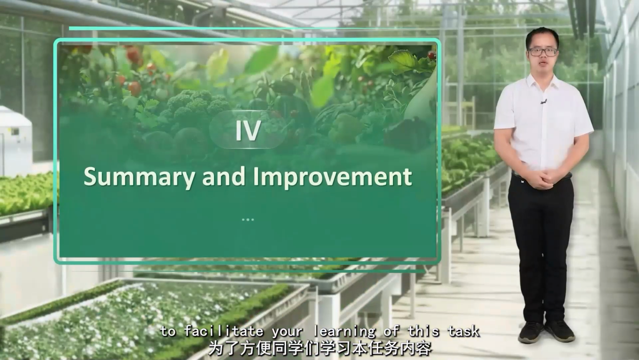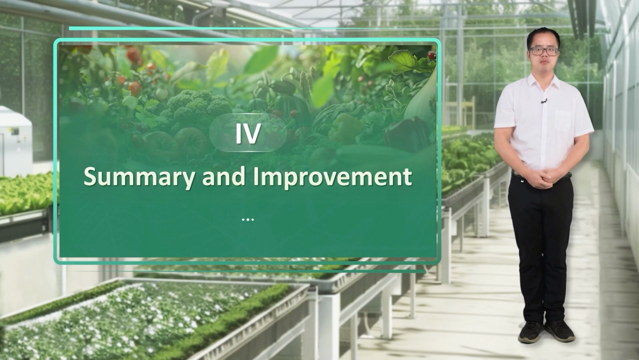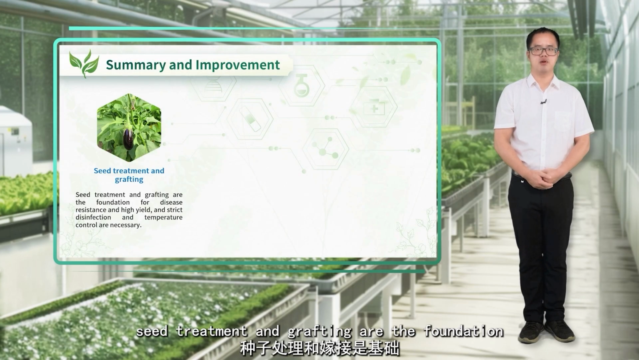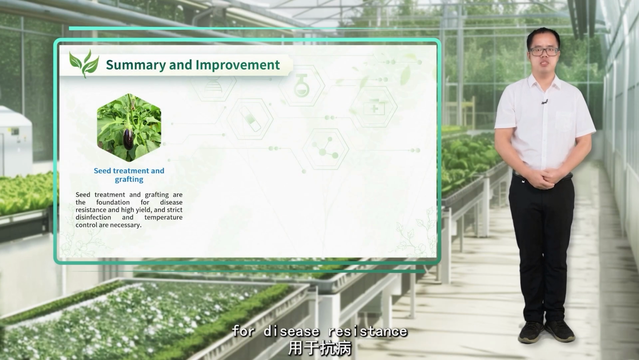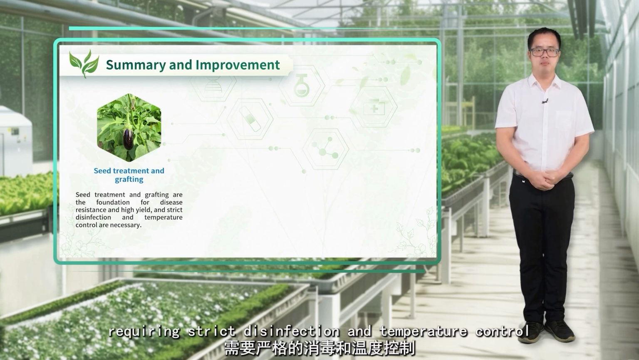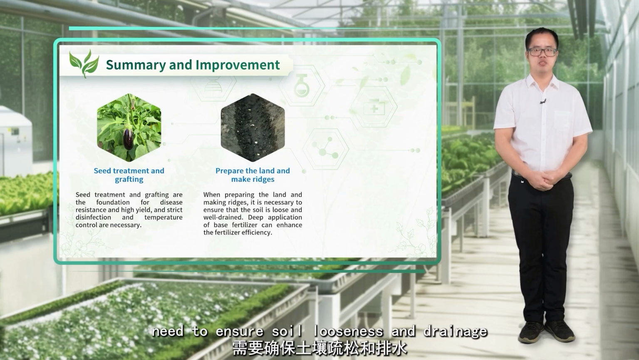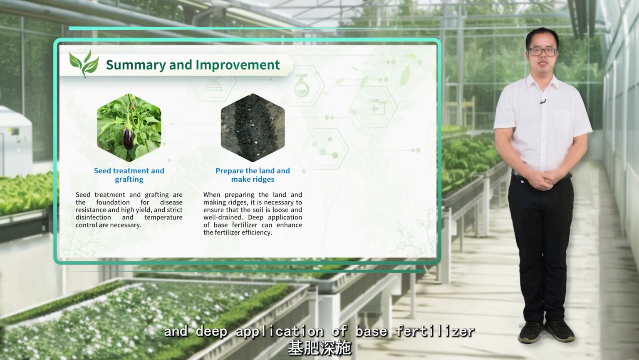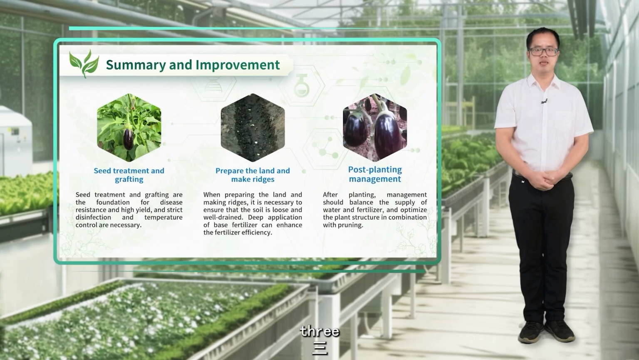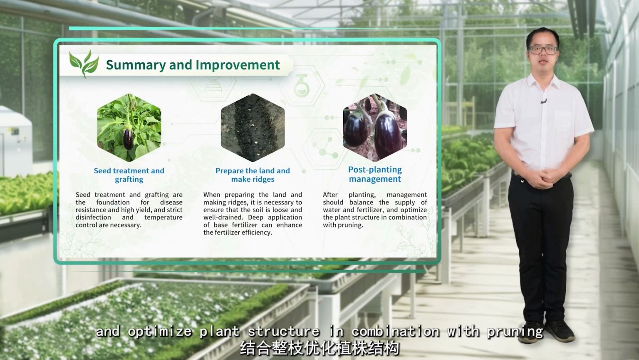To facilitate your learning of this task, the teacher has summarized this task, hoping to help you. 1. Seed treatment and grafting are the foundation for disease resistance and high yield, requiring strict disinfection and temperature control. 2. Soil preparation and bed making need to ensure soil looseness and drainage, and deep application of base fertilizer improves fertilizer efficiency. 3. Post planting management needs to balance fertilizer and water supply and optimize plant structure in combination with pruning.